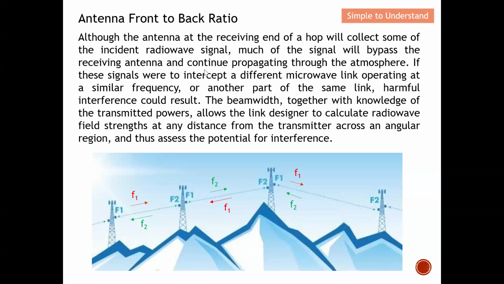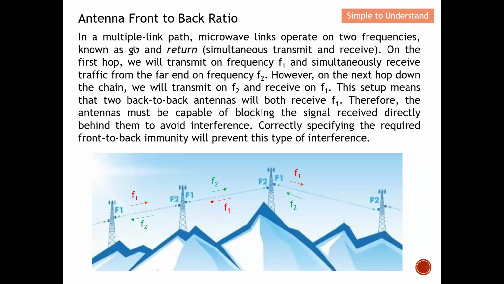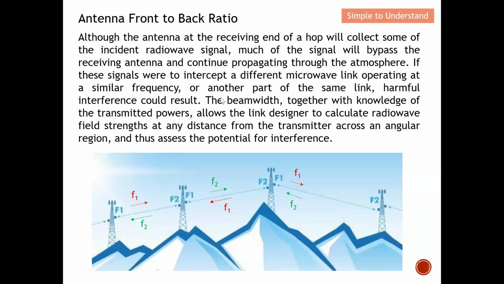If this signal intercepts a different microwave link operating at a similar frequency, or another part of the same link, harmful interference could result. Imagine this wave propagating and finally arriving over here. This may cause some disruption to the rest of the antennas, since these are the go and return antennas. So this is what it means.